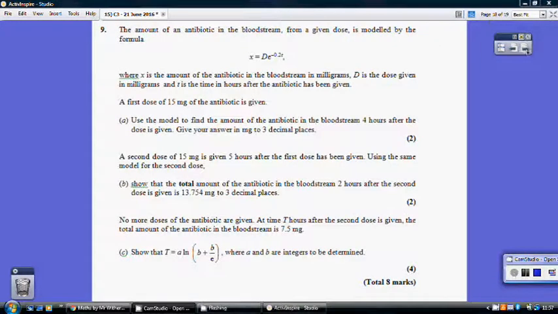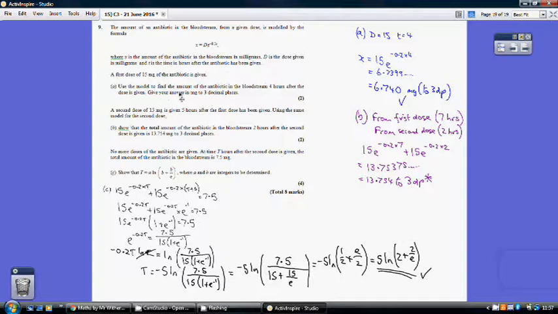Question 9. So for part A, use the model to find the amount of the antibiotic in the bloodstream 4 hours after the dose is given, and the dose was 15 milligrams. So D equals 15 and T is going to equal 4. So substituting that in, we get x equaling 15 times e to the power of minus 0.2 times 4. Popping that into our calculator, we get 6.740 milligrams to 3 decimal places.